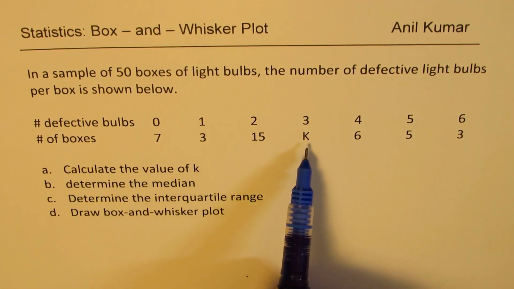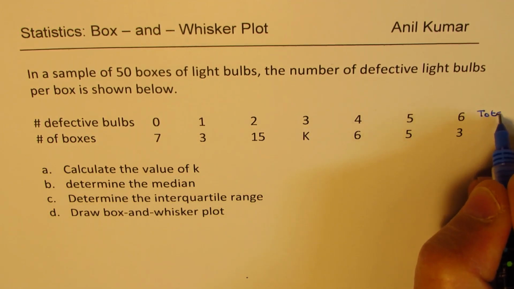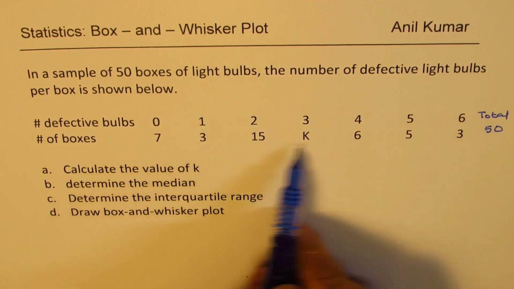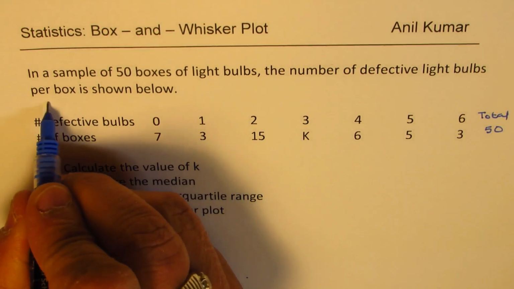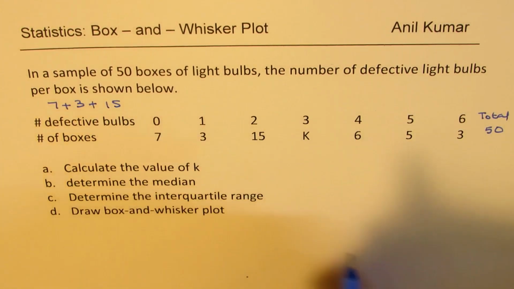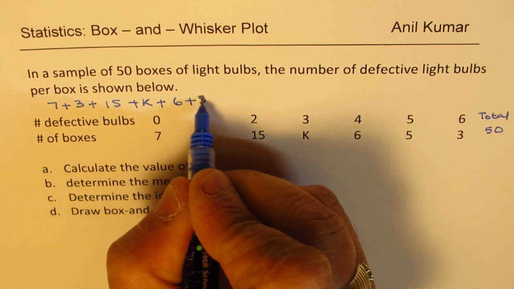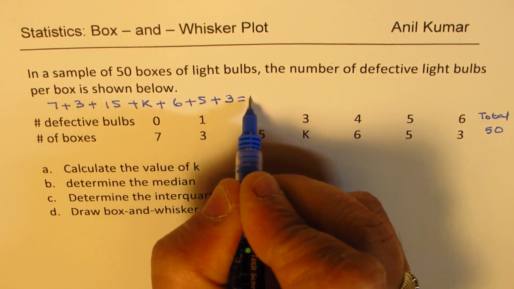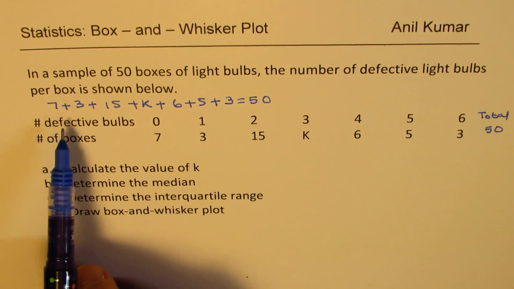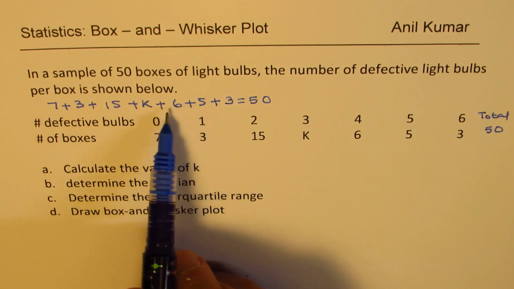We need to find the value of K. We know the total number of boxes, right? So we know the total here of the boxes is 50. So that is simple. We can just add them all to 50. So we have 7 plus 3 plus 15 plus K plus 6 plus 5 plus 3 equals to 50. Correct? So that gives you 10, 25, 30, 39.